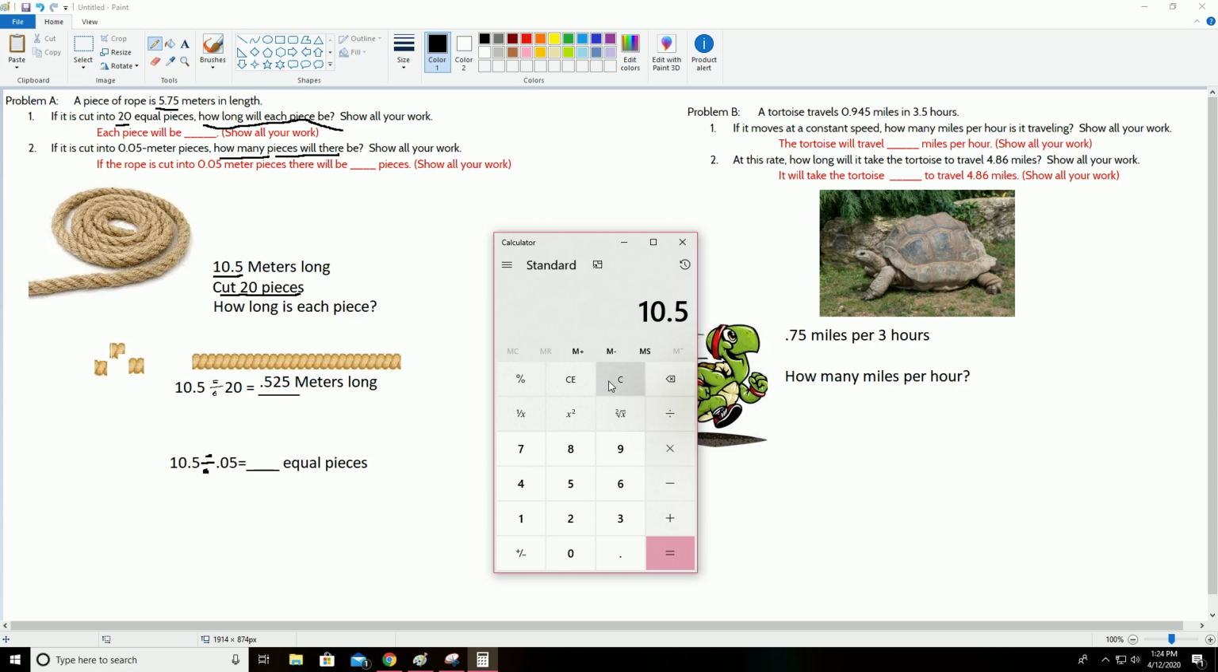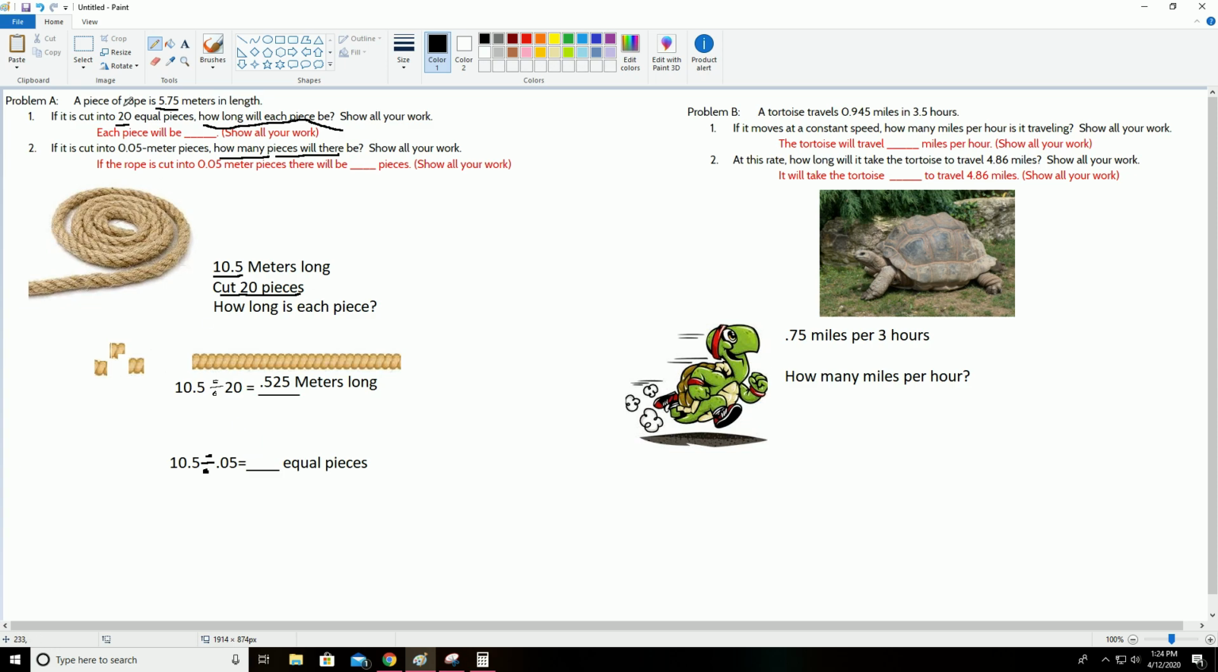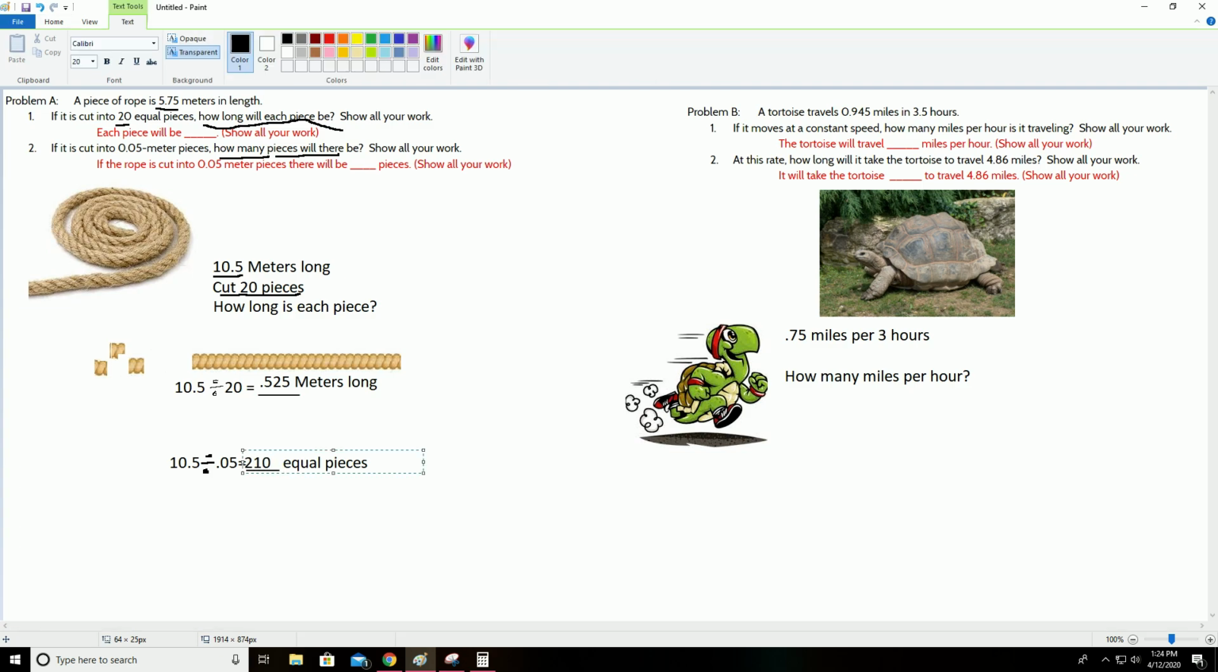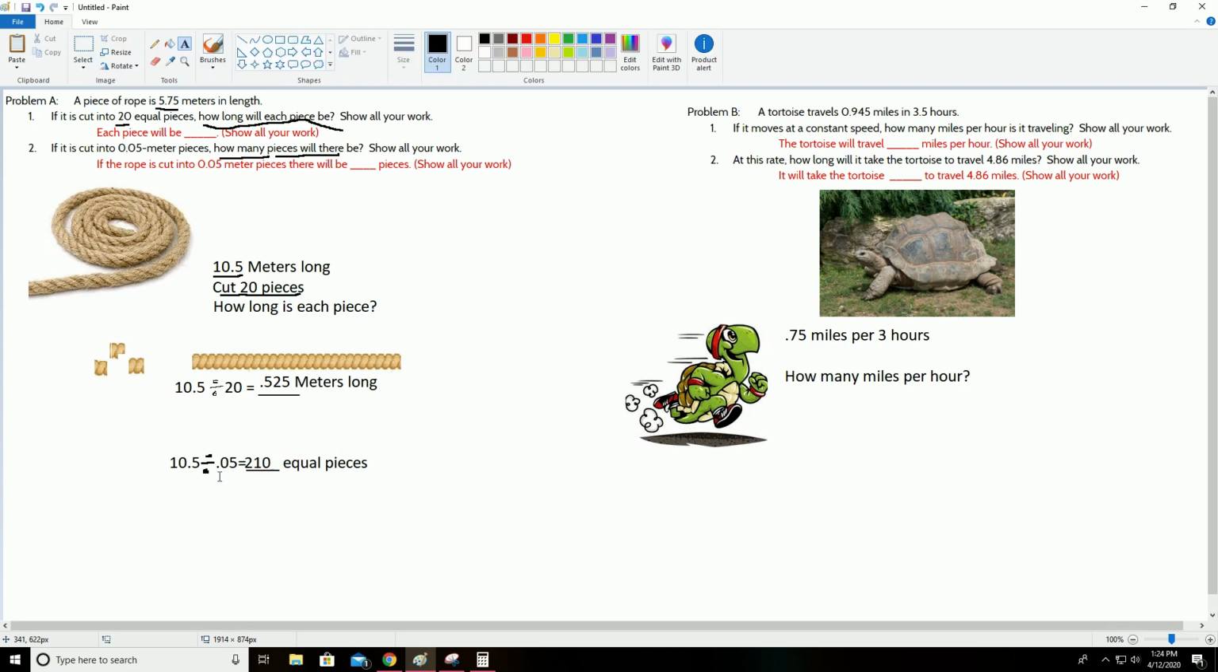All right, so if I do this with my calculator, I can divide 10.5 by how long each piece is. It's going to give me 2,100 equal pieces. So if my rope was 10.5 meters long total, the length of the whole thing before I started to cut it up, and I take off pieces that are only this much, there's going to be 2,100.